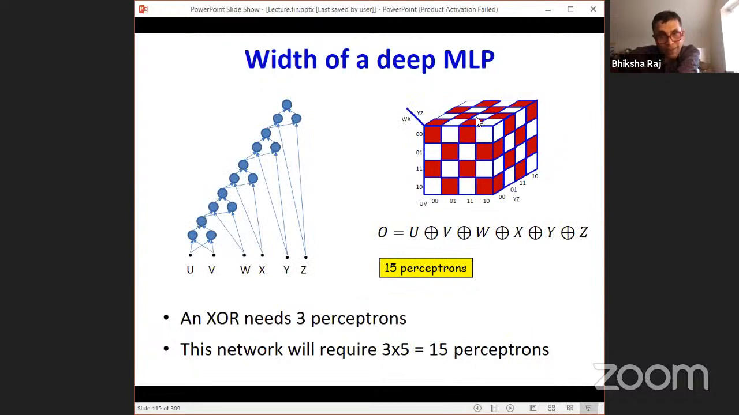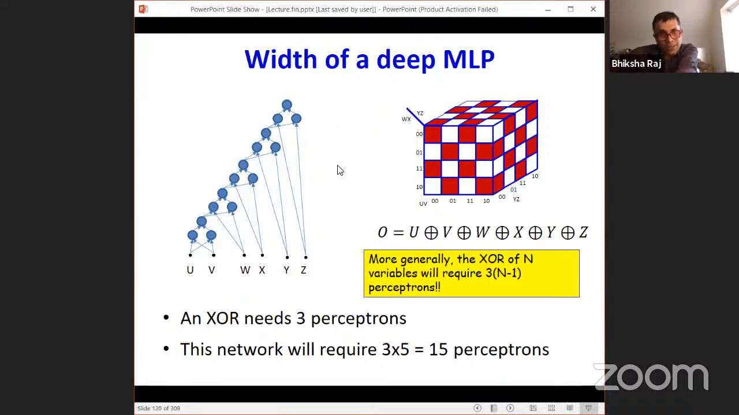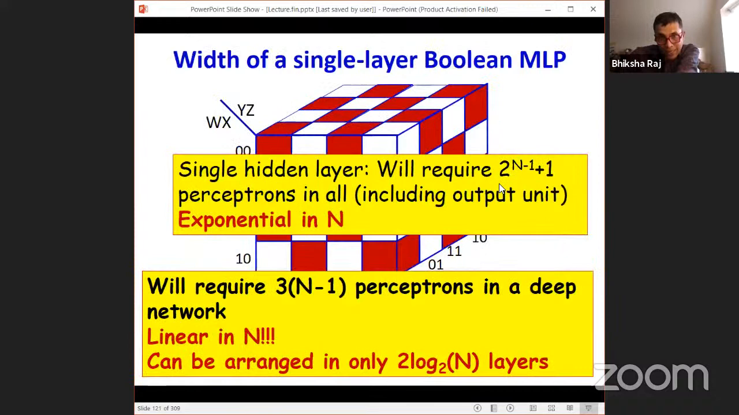This one is the XOR of 6 terms, but there are 5 XORs. So I can do the same thing using 15 perceptrons. So here's the thing. If I have n variables, I'm only going to require 3 times n minus 1 perceptrons if I let the network be deep, if I have many layers in my network. So to compare, if I have a single hidden layer, this is going to require 2 raised to n minus 1 plus 1 perceptrons in all, including the output unit. So the size of the network will be exponential in n.